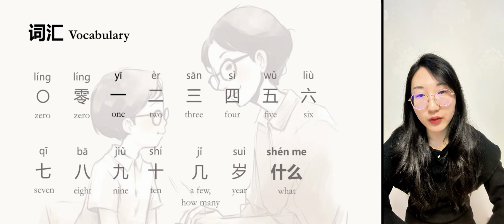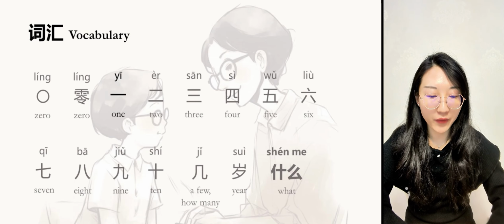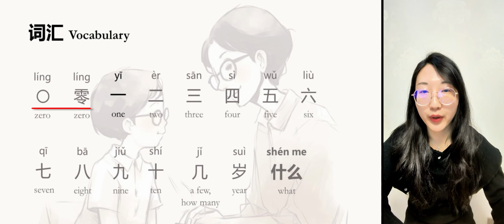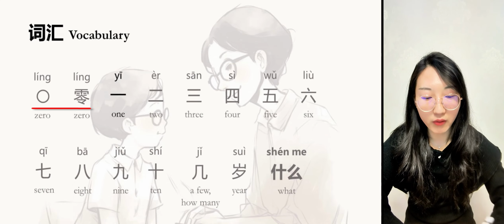So there are a few things you need to know about these words. The first is, well, number 0 is usually written in the more complicated character. But the circle 〇 is also sometimes used. So it's better you recognize these two characters both.